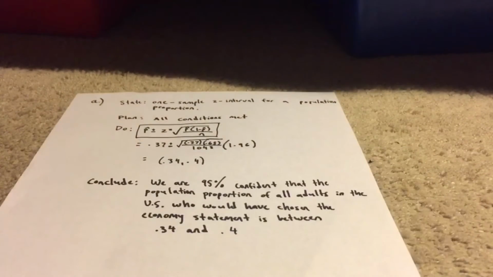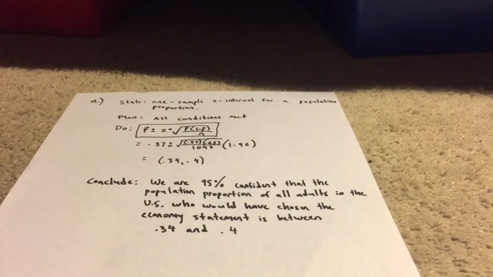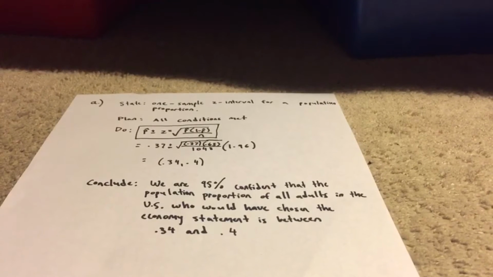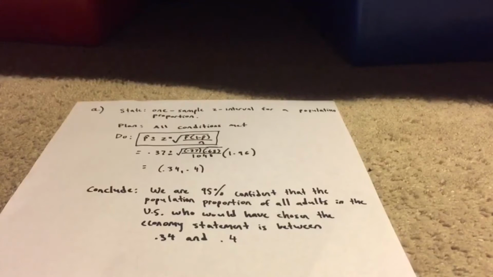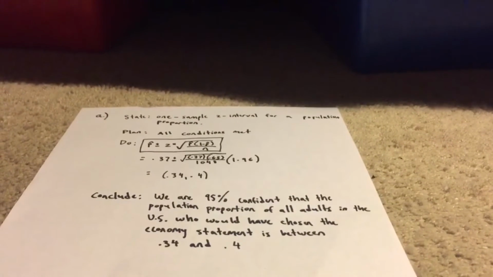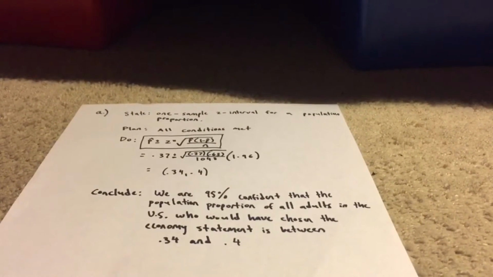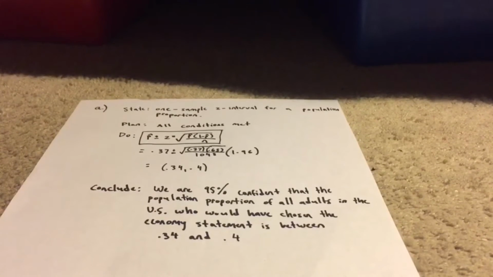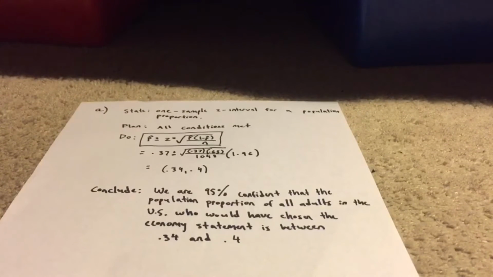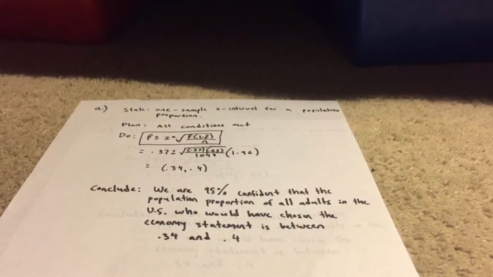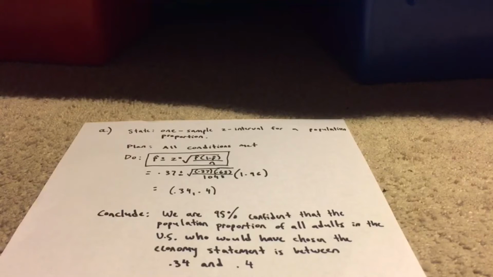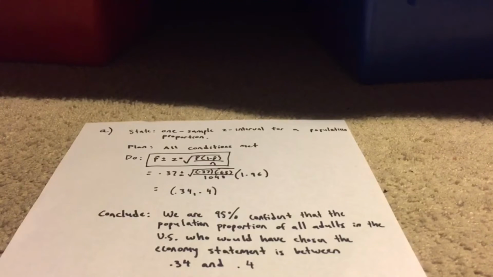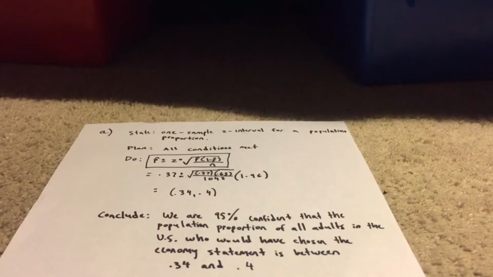Finally, we want to take the numbers that we just found and plug them into a formal statement for our conclude. This is where people can easily lose points if they don't understand the wording and don't understand how to format it correctly. So we want to say that we are 95% confident that the population proportion of all adults in the U.S. who would have chosen the economy statement is between 0.34 and 0.4 to get maximum points. Ultimately, I believe if students write down the formula and memorize the wording for the conclusion, they will avoid losing easy points and can achieve much higher scores and maximize their points.